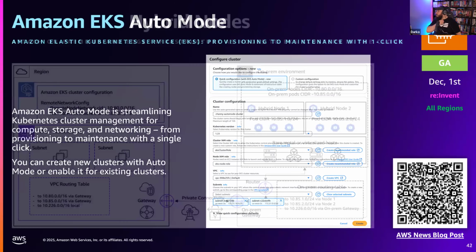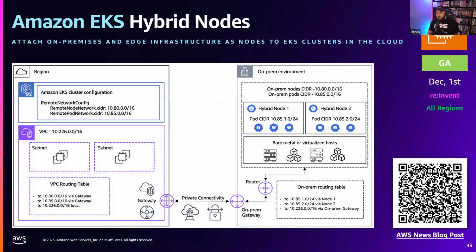Moving on. Hybrid nodes. So this is a feature where you can bring in on-premises or edge infrastructure as nodes to EKS. Basically, if you have an EKS cluster running in the cloud and you have a bunch of servers you can use as nodes for that cluster, you can bring them in through a private connection using something like Private Link. Is it Private Link? Yeah. And you can connect them to be managed using the same cluster.